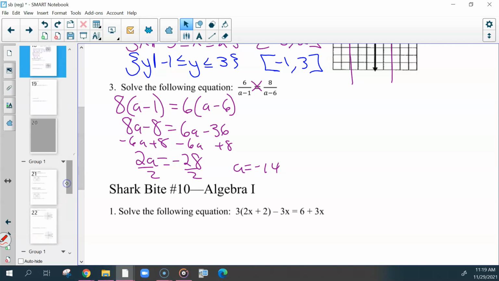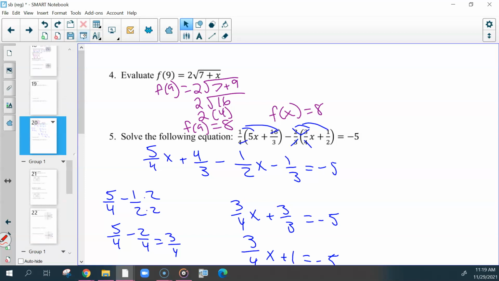On the back, the fourth one you had to evaluate. It says f of 9. So you're going to put 9 in for x, wherever x is, and simplify. So if you put 9 in where x is, and add those together, you get 16. Square root of 16 is 4. 2 is next to that, so multiply. So f of 9 equals 8, or f of x equals 8. Either one of those answers was acceptable.